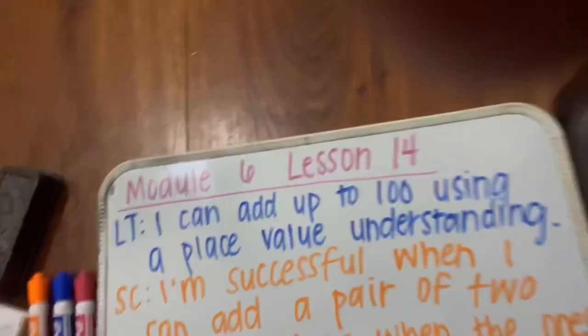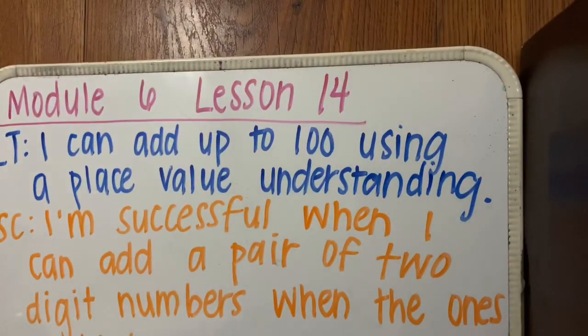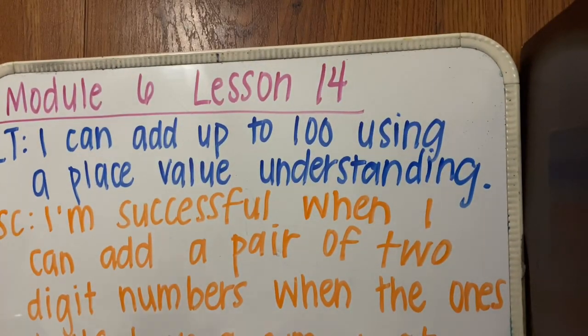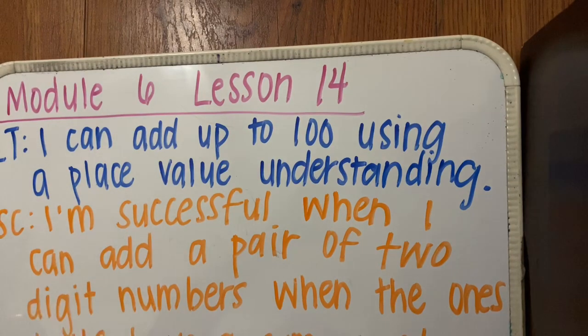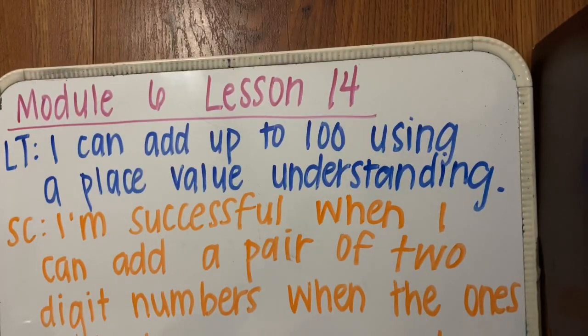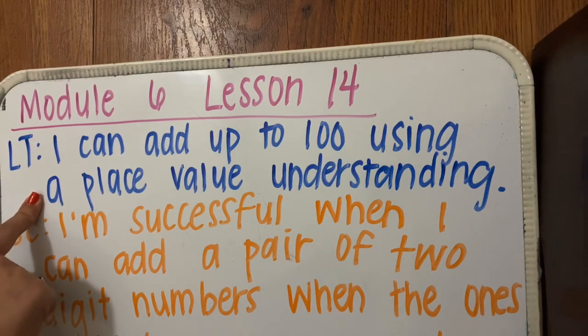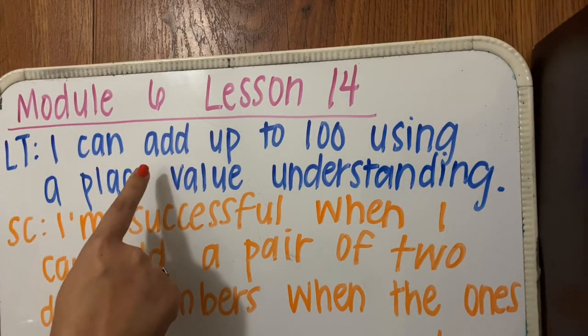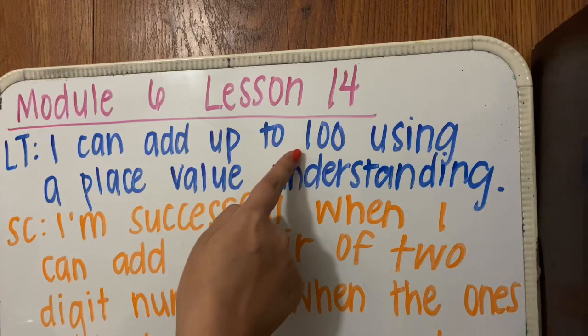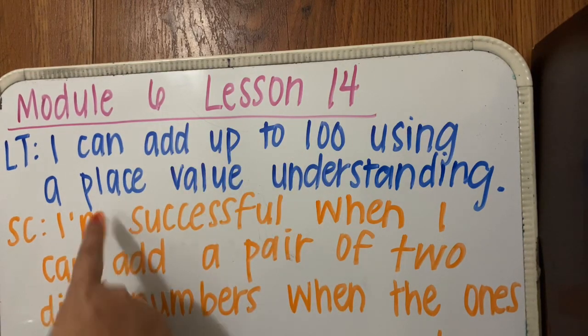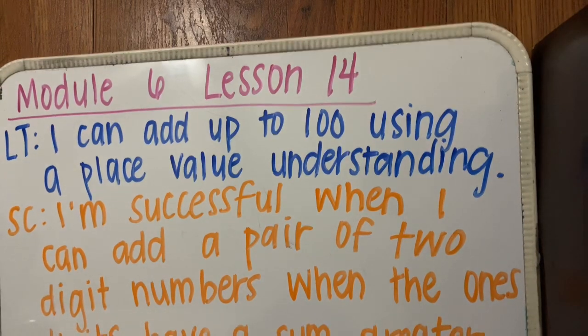Today we're doing Module 6, Lesson 14, and I will review the learning target and success criteria. All right, so our learning target for today says I can add up to 100 using a place value understanding. So we're still doing addition. Our answers are still going to be up to 100, so anything 100 or smaller. And we're still working with our place value, which is our tens and ones.